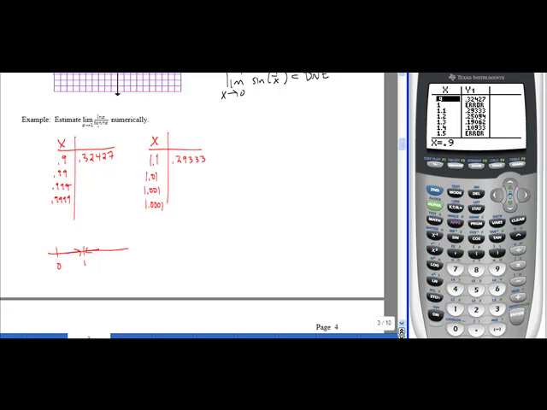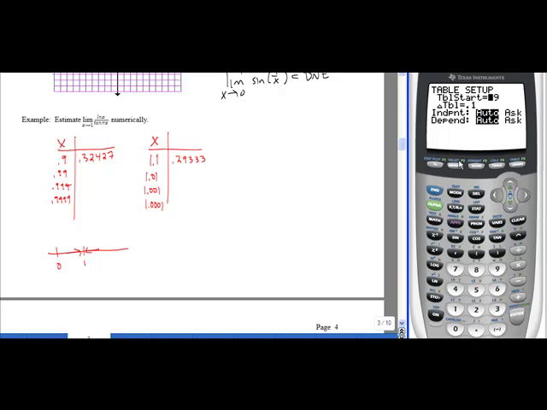Pi times 1 is pi, and tangent of pi is sine of pi over cosine of pi. And sine of pi is 0, cosine of pi is -1, so 0 over -1 simplifies to 0. That means you're dividing this whole fraction by 0. So that's why it does not exist.